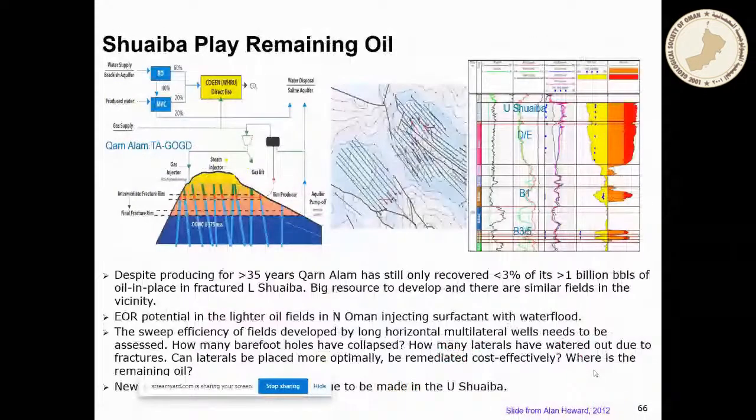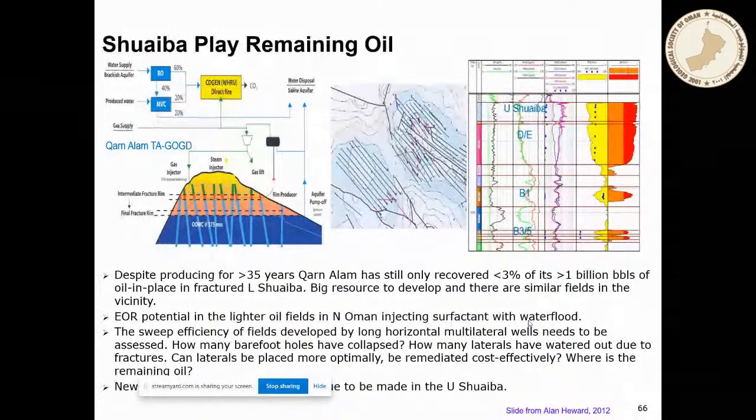Okay, so for Shuaiba play, a lot of development is usually needed. I'll give an example, especially for fields that have heavy oil, a perfect example of that is Qarn Alam in central Oman, where the oil is very heavy. However, the field is heavily fractured. So when the field is heavily fractured, water flooding or water injection is not going to work, because you're going to bypass the oil by recycling water within the reservoir.